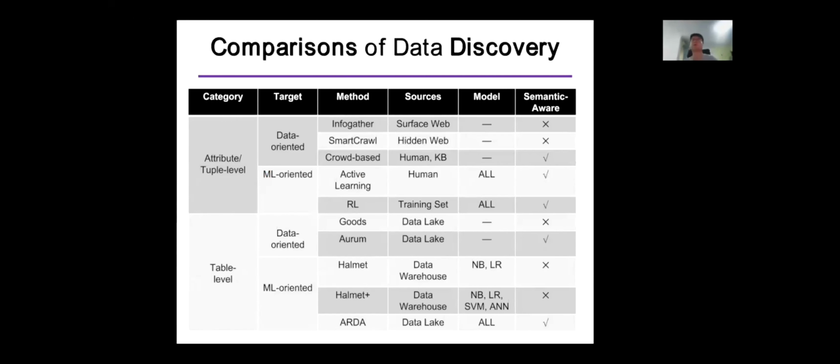So let's see the table about the comparisons of data discovery. The first column is the category, and the second column refers to the method. The next column denotes which model the machine learning oriented method can benefit, and the source column refers to where we can discover the data.